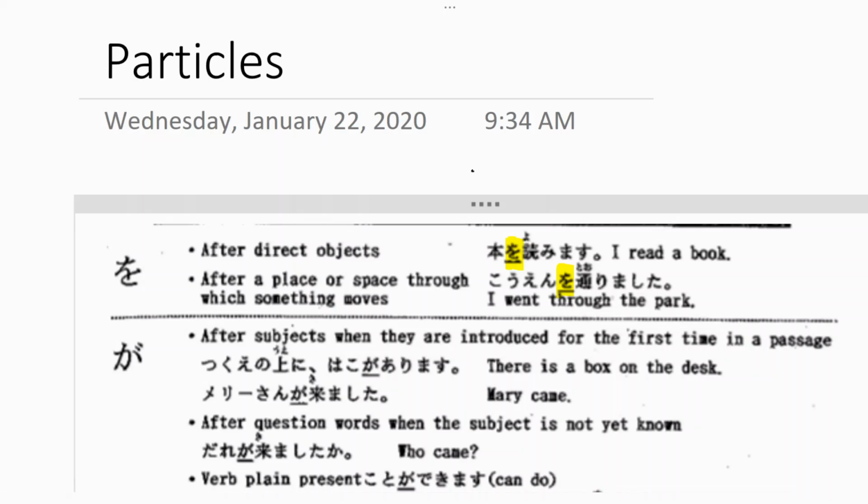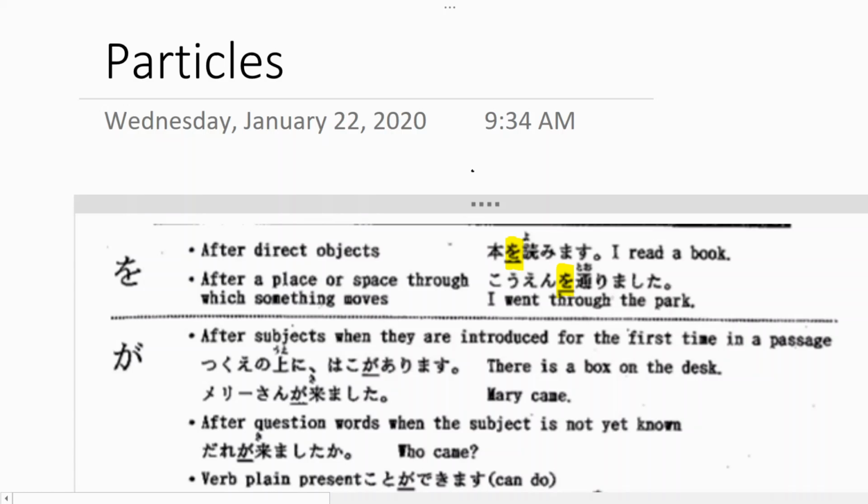So particles are a valuable part of the grammar. They mark all different things and hold a sentence together, so it's not just a bunch of random words. I'm going to go through all the common Japanese particles and the various different meanings of them.